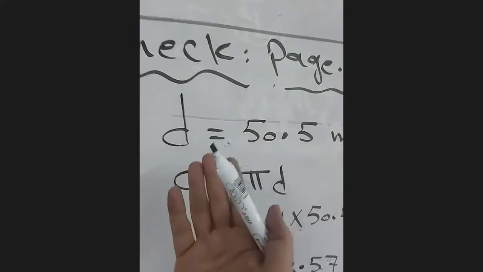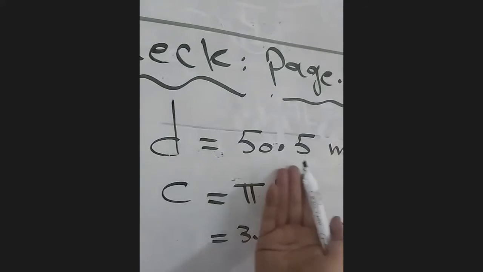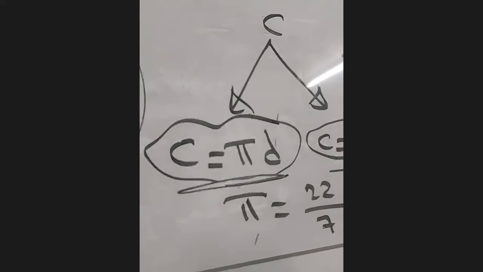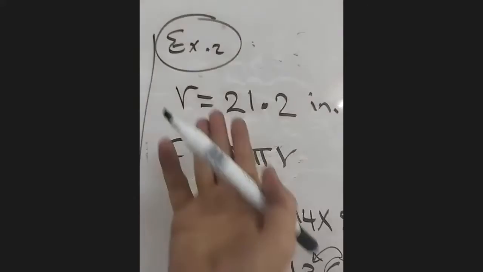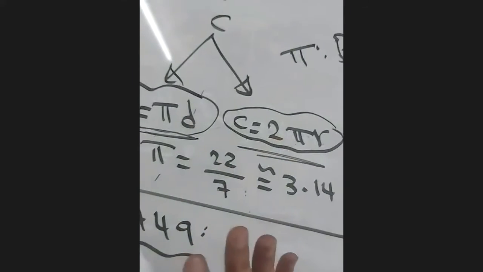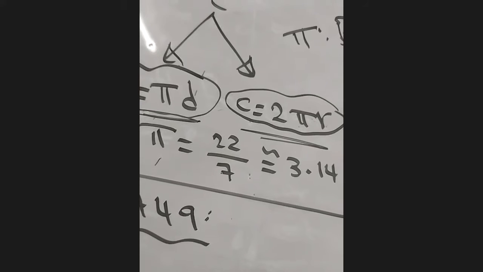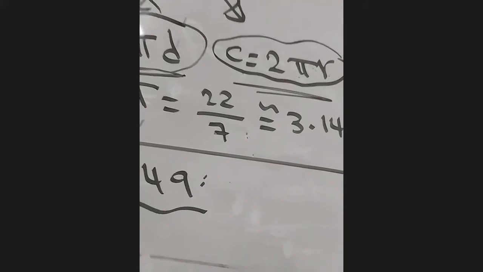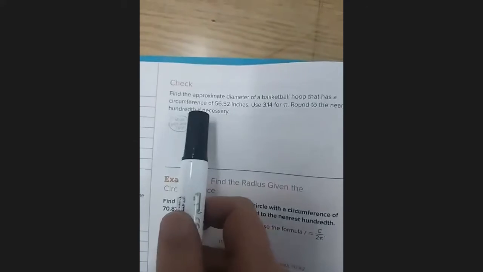Now, in this check, what's the given? Diameter. So I use this one. Up here, what's given? The radius. I use this one. It's easy, right? Don't make it difficult. It's an easy idea. Let's go to the check. After example 3, we have the check. Read it, quickly.